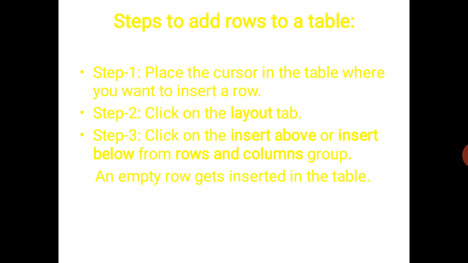Steps to add rows to a table. Step 1. Place the cursor in the table where you want to insert a row. Step 2. Click on the Layout tab. Step 3. Click on the Insert Above or Insert Below from Rows and Columns group. And empty rows will get inserted in your table.